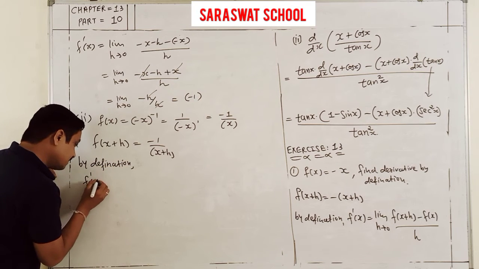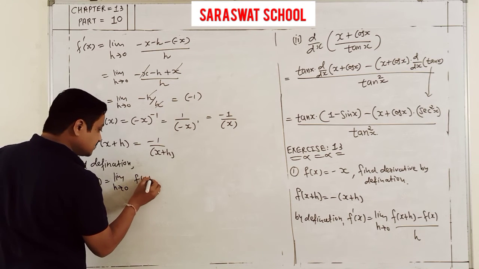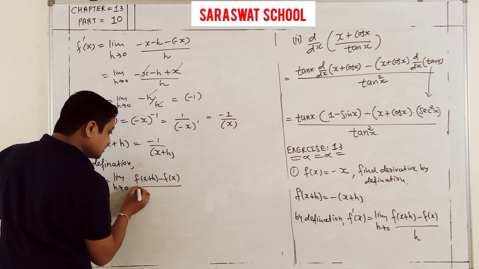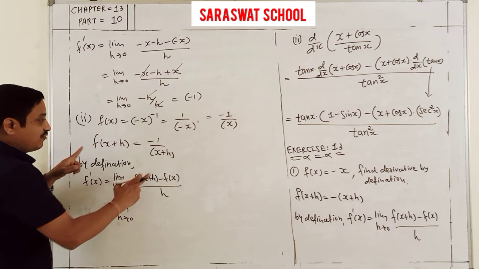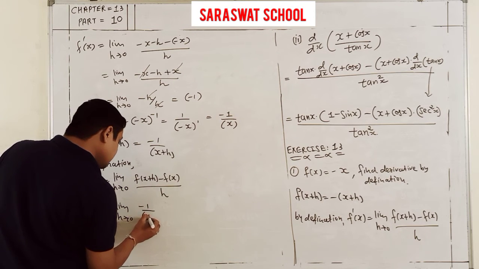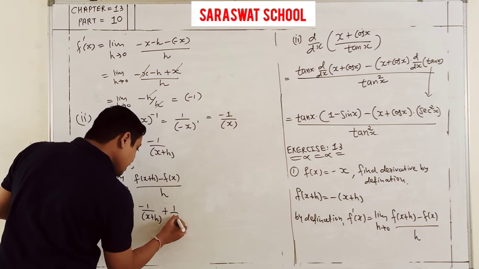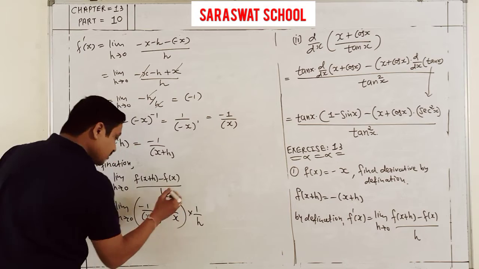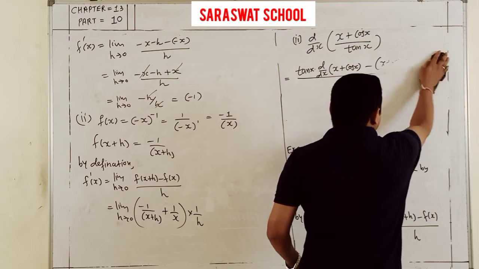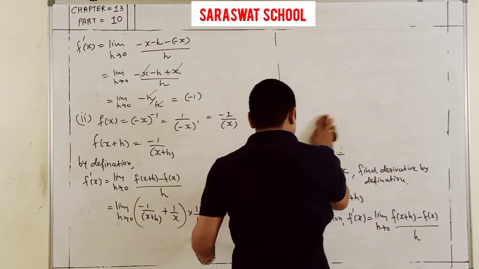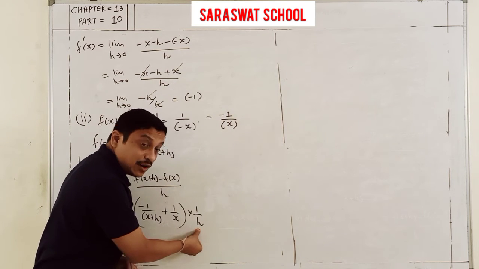By definition, f dash x is the limit h tends to 0 of f of x plus h minus f of x by h. So your answer comes: f of x plus h is minus 1 by x plus h, minus f of x means plus 1 by x, and upon h as it is. Now we will take LCM and try to simplify up to this h. Yes students, try to simplify this h anyhow, removing it.